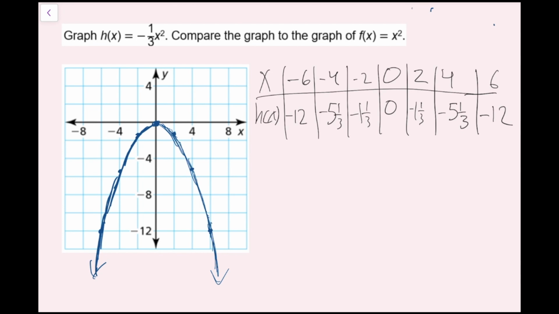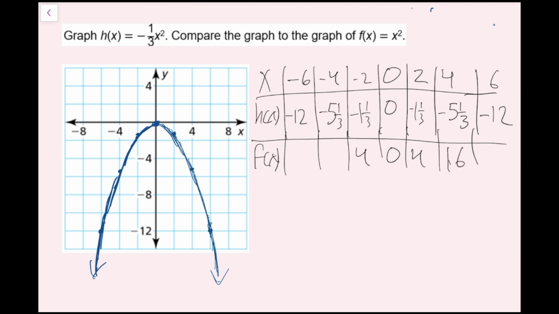So I'm just going to make my table here. Add another row, I should say. So I'm going to have f of x, and then that'll be 0, and then 2 squared is 4, and then 4 squared is 16, and that's not going to fit on my graph, which is fine. Anyway, I'm going to plot my points in pink to compare.